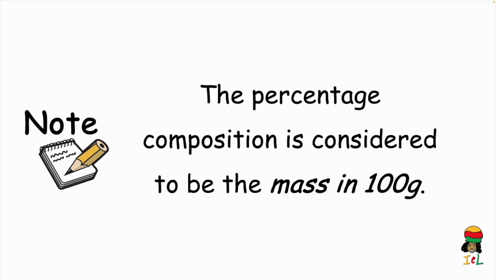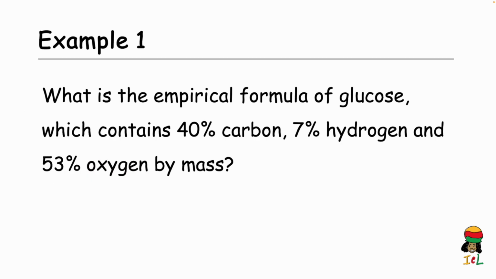Next, we transition into finding the empirical formula when the percentage composition is given. And in this scenario, we consider the percentage composition as the mass in 100 grams. Here is our first example using percentage composition. What is the empirical formula of glucose, which contains 40% carbon, 7% hydrogen, and 53% oxygen by mass?